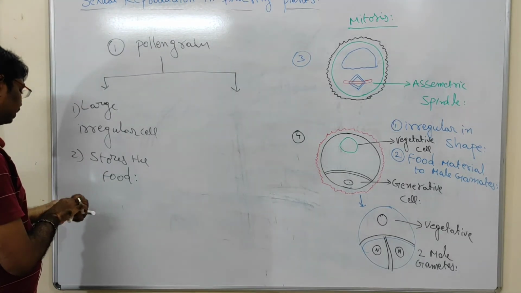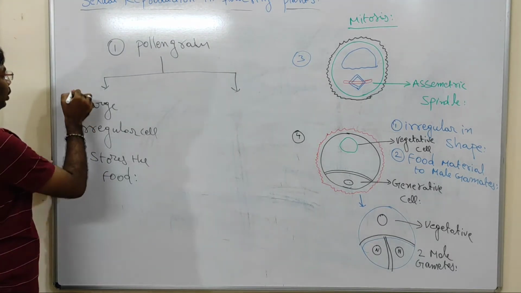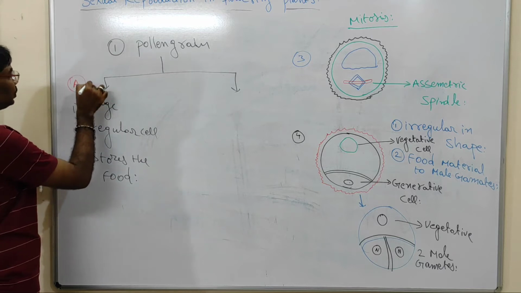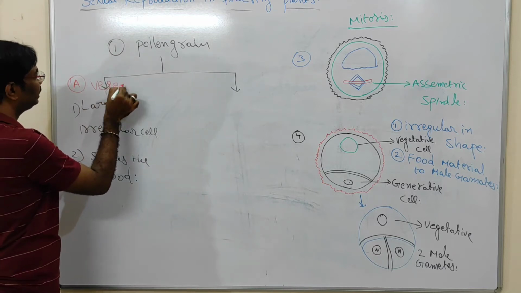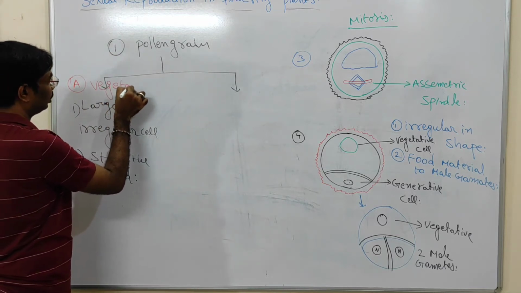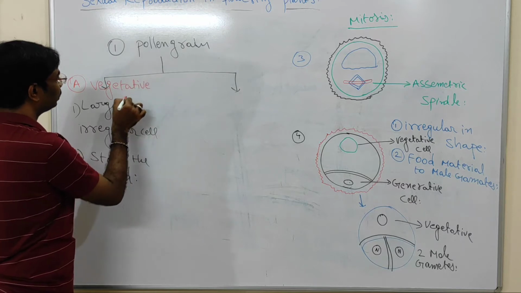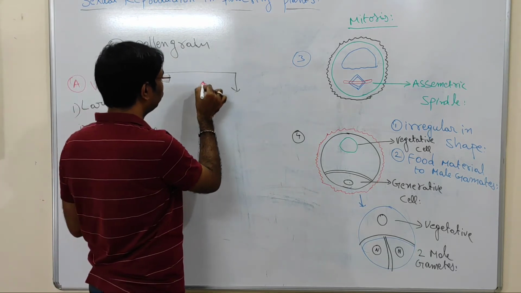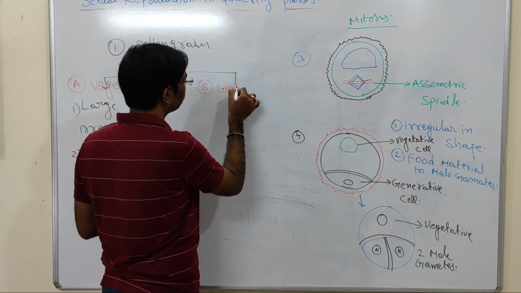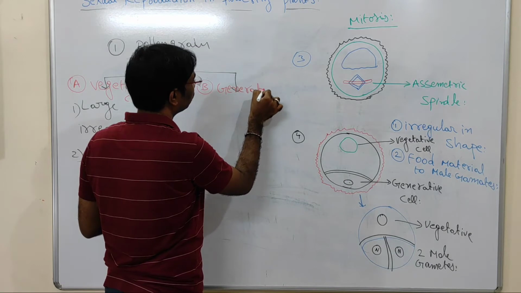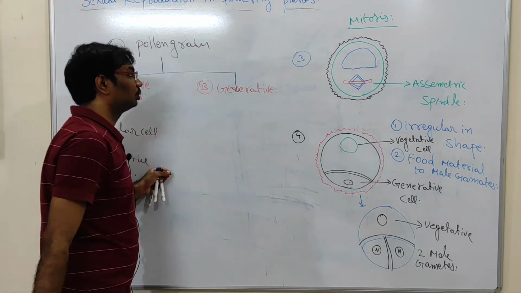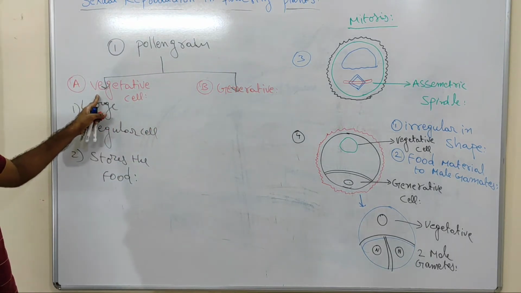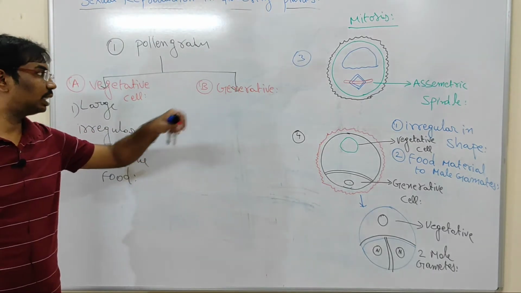What is the name of this cell? The name of this cell is vegetative cell. And another cell is there. This cell is called the generative cell. So the vegetative cell is the first cell and the generative cell is the second cell.